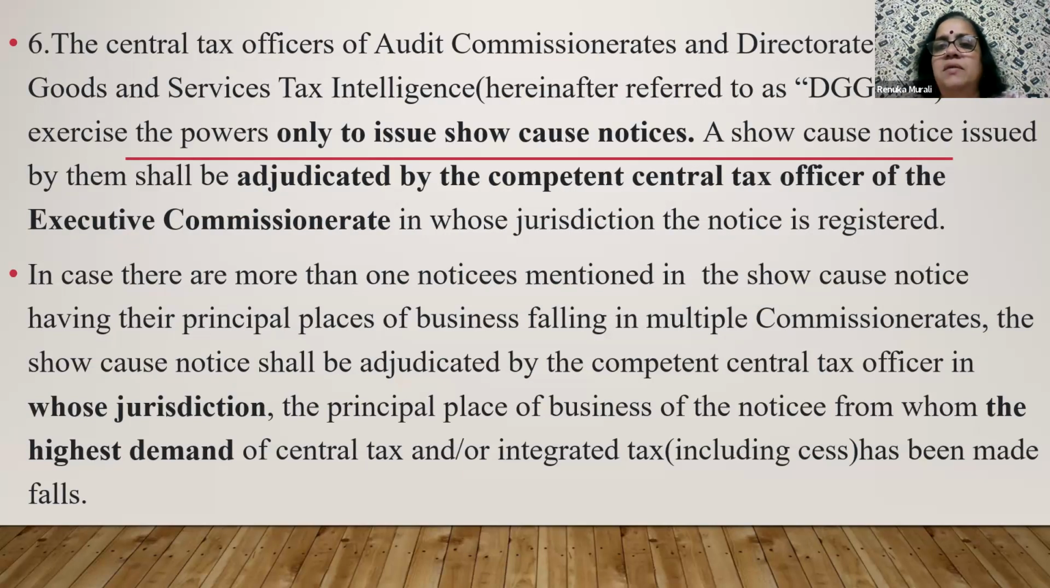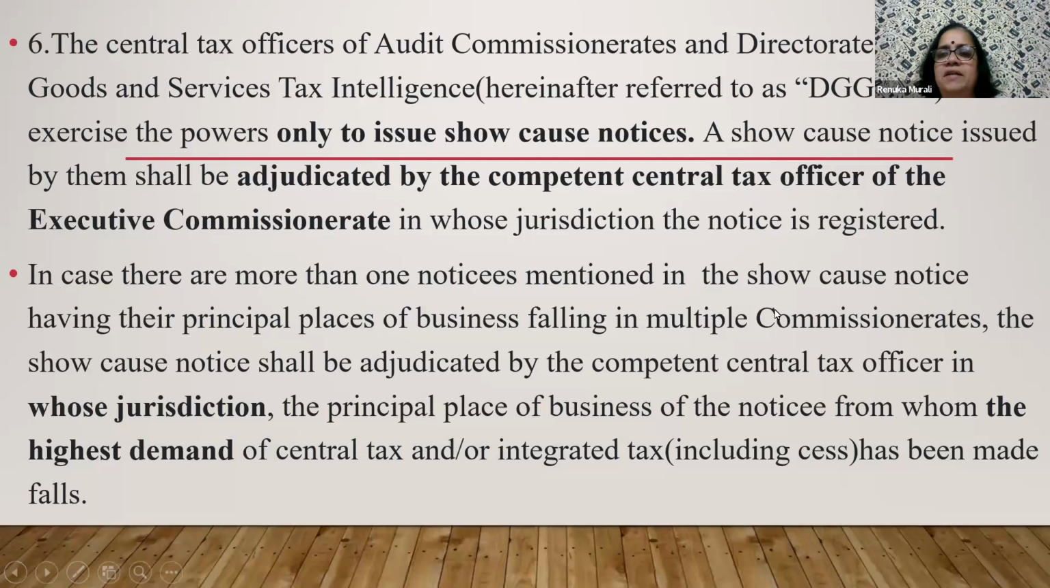This Circular 31, I just wanted to check on these highlighted items. It says the central tax officers of the Audit Commissionerates and the Directorate General of Goods and Services Tax Intelligence shall exercise the power only to issue show cause notice. A show cause notice issued by them shall be adjudicated by the competent central tax officers. So they cannot do anything other than show cause notice. The adjudication is done by the competent officers, which is what this particular circular, which gives clear jurisdiction, says.